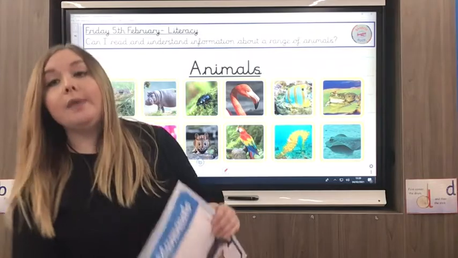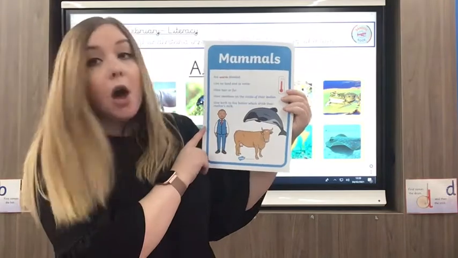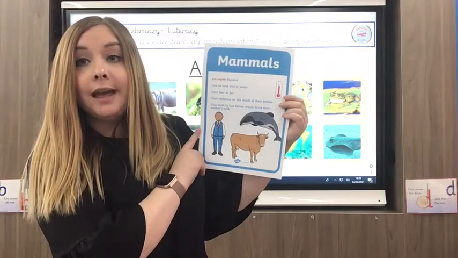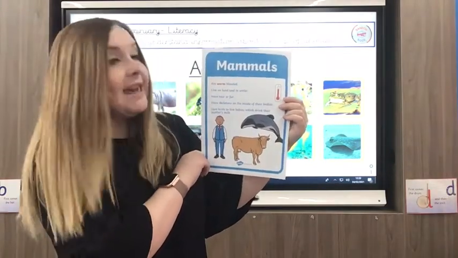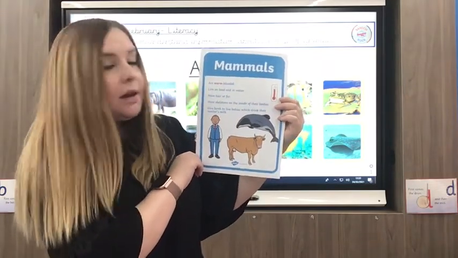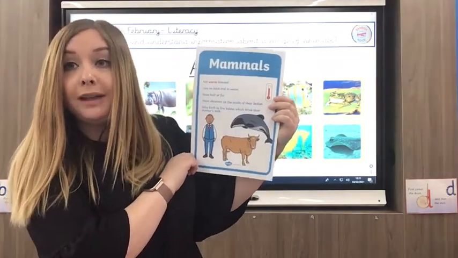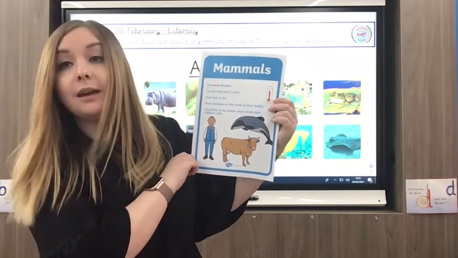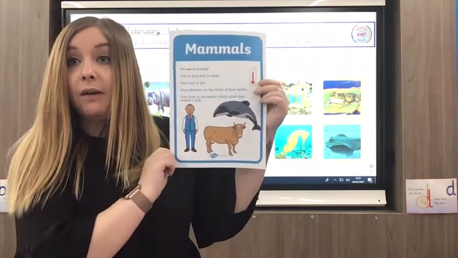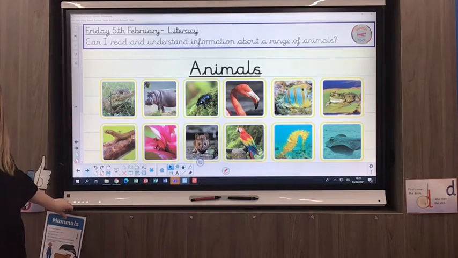One way that we can group animals is if they are mammals. Mammals are warm-blooded. They live on land and in water. They have hair or fur. They have skeletons on the inside of their bodies. And they give birth to live babies which drink their mother's milk. So one way we can group animals together is if they're all mammals. Let's stick that one up to remind us. So we've got mammals.